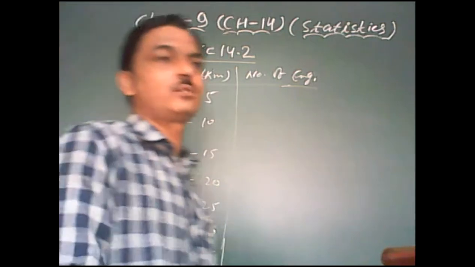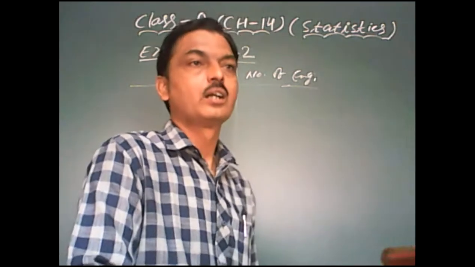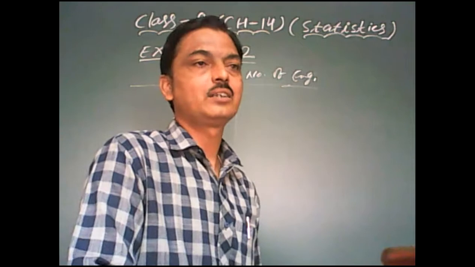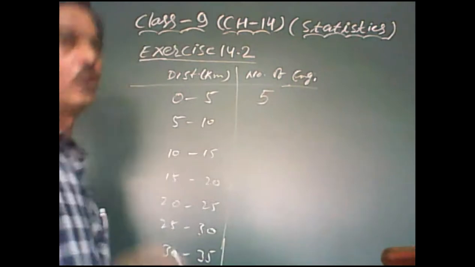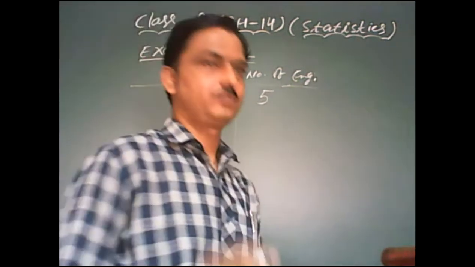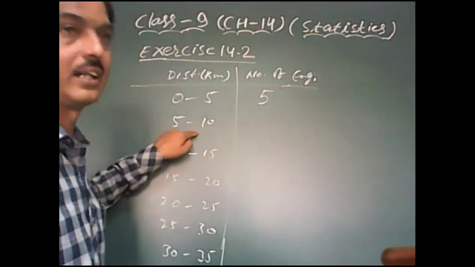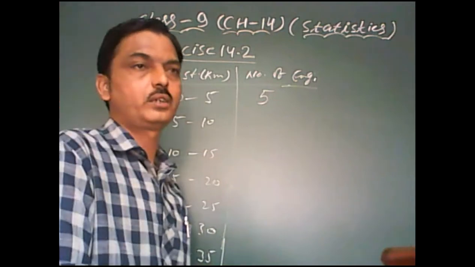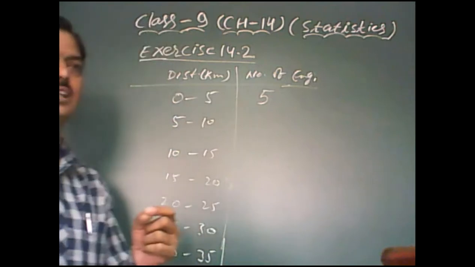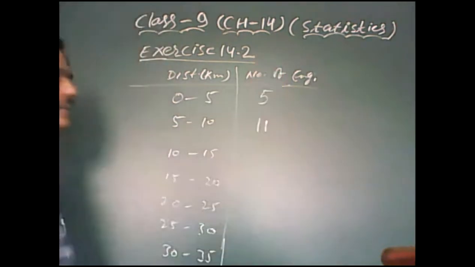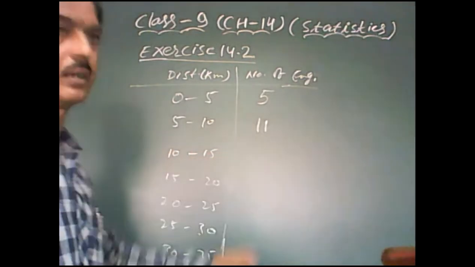So, how many engineers have distance 0 to 5, meaning 0 to 4 actually? Count 0 to 4 data, and you can see that there are 5 engineers. Now, how many engineers have distance 5 to 9? 5 is included here. Count: 1, 2, 3, 4, 5, 6, 7, 8, 9, 10, and that one is 11. Right? Then similarly, you can easily count and complete your table.